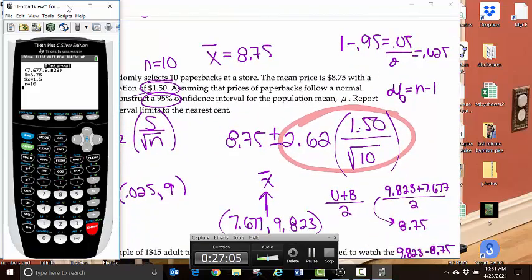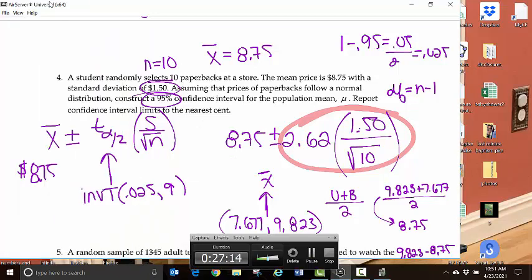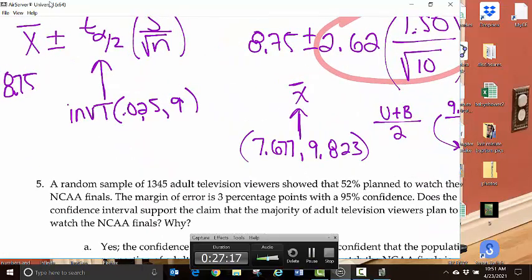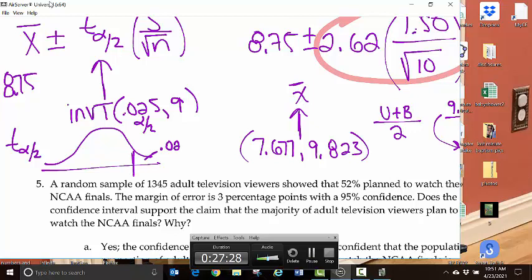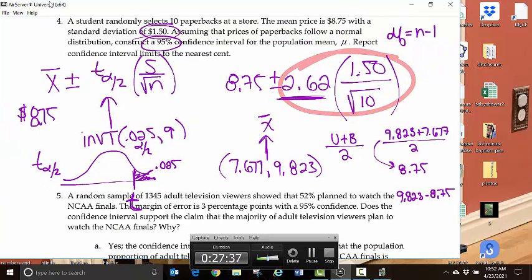No. The 0.025 is what you put in the calculator to get t alpha divided by 2. This right here is the alpha over 2. So when they're saying t alpha divided by 2, they're saying what is the t score where you have 0.025 of the curve above it. We want this value right here. And that value is at 2.6 standard deviations above average.